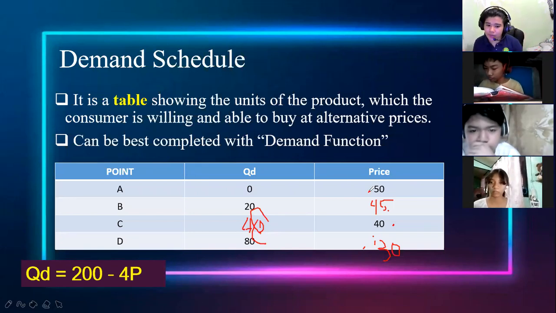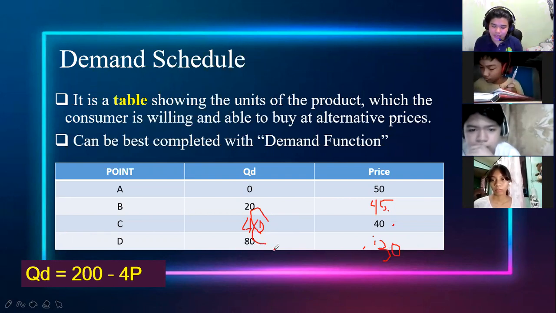Then when it's 45, there were 20 people willing and able to buy. When it was 40 pesos, there are 40 people who are willing and able to buy that product. And when the price dropped to 30, 80 quantity demanded.